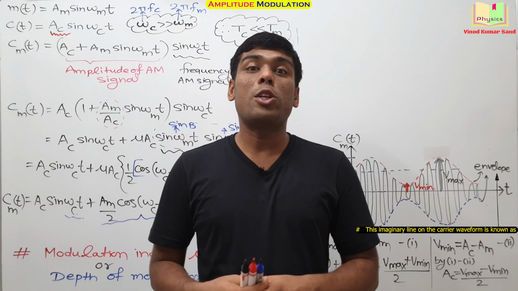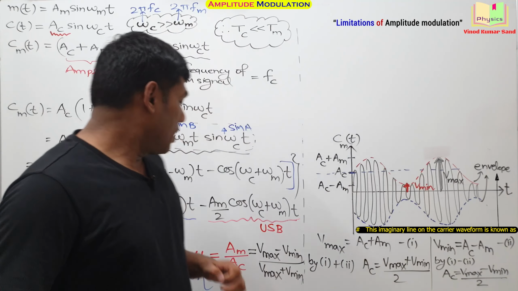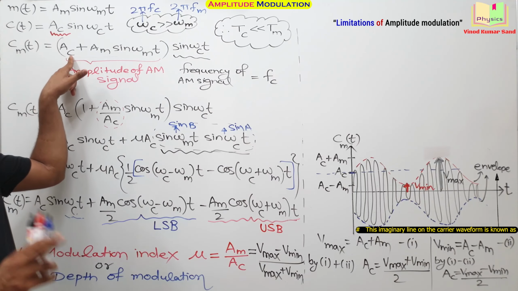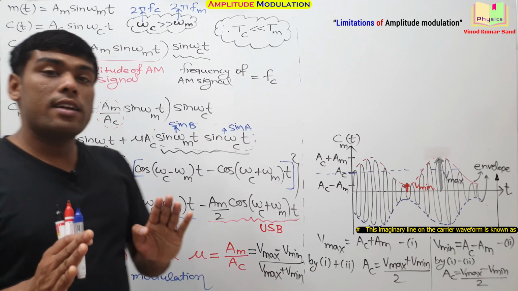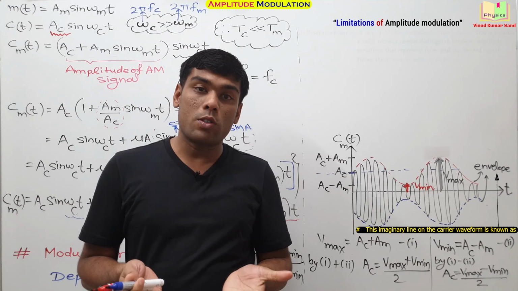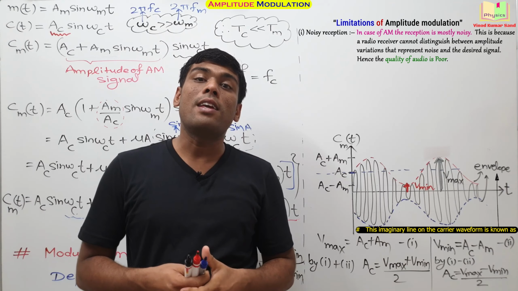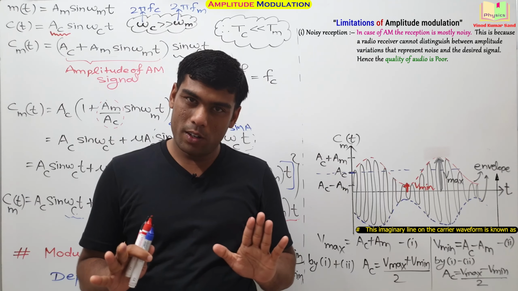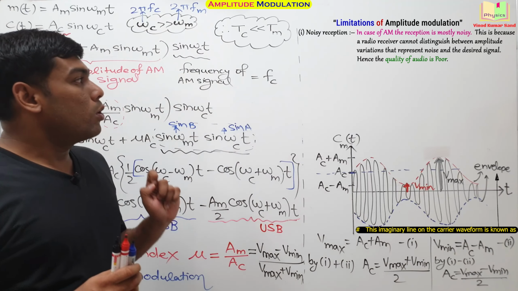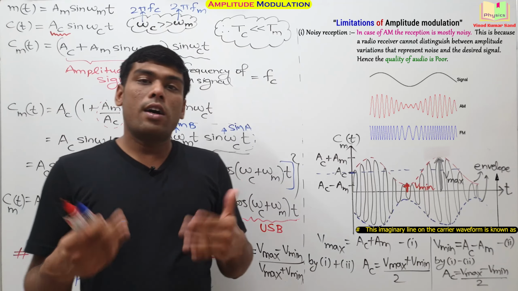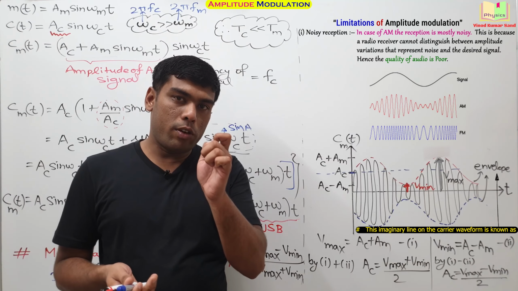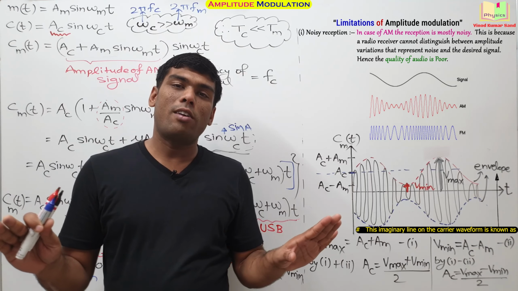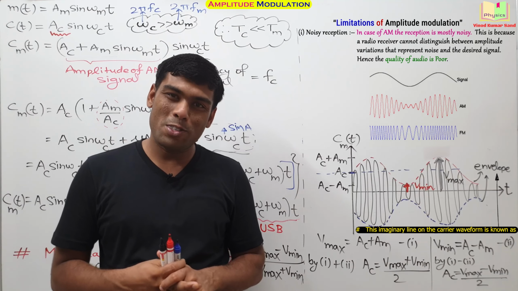Now we'll see the limitations of AM. In amplitude modulation, there is variation of the amplitude of the carrier, and the amplitude of the noise is also picked up by AM. So the reception quality of the signal is poor. Got it? So to remove this issue, FM is used. In FM, there is variation in the frequency, so it remains unaffected by the amplitudes of the noise signals.